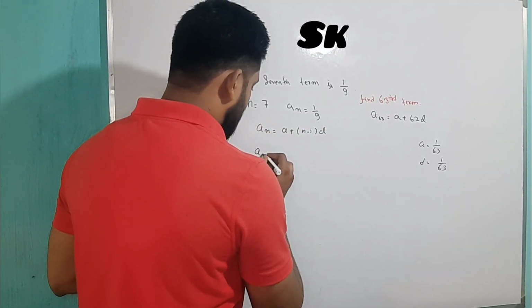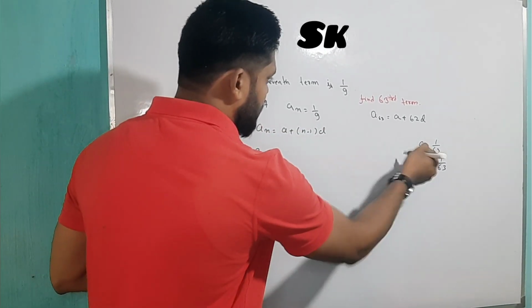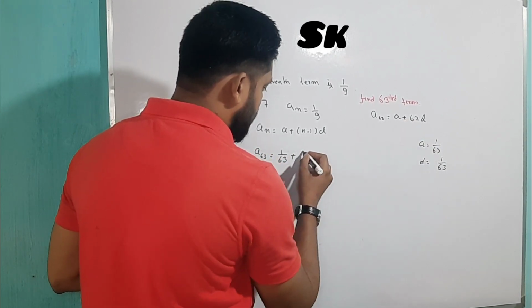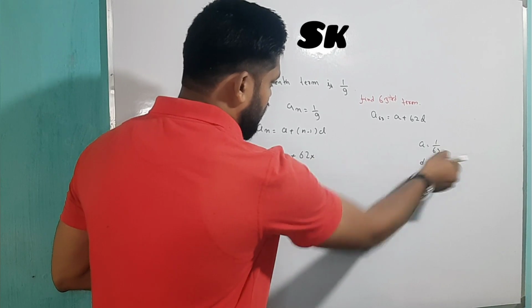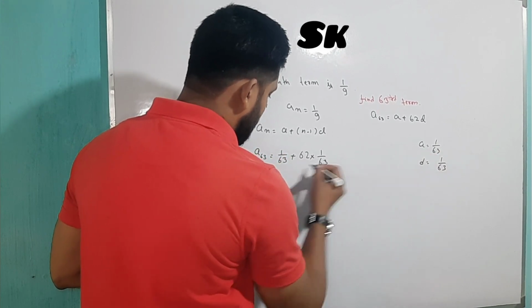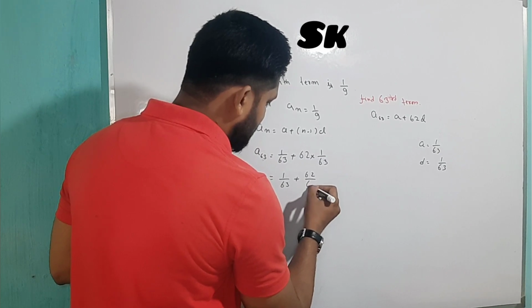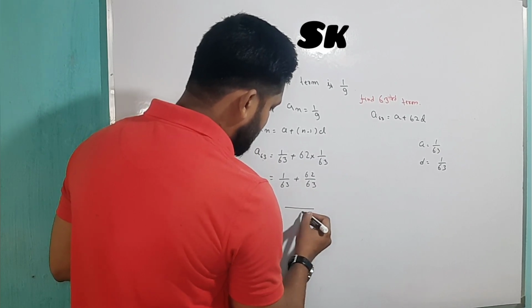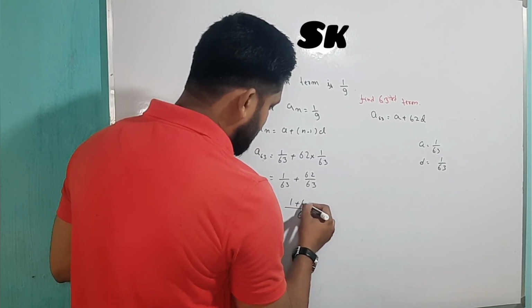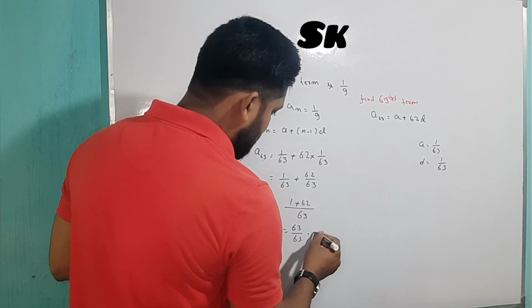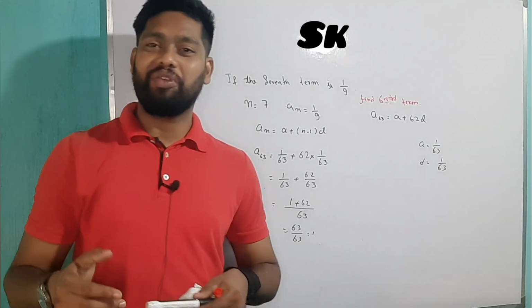So A of 63, where A's value is 1 by 63 plus n minus 1 is 62 already, into D, and D value is 1 by 63. So your answer will be 1 by 63 plus 62 by 63. LCM is 63. So 1 plus 62, so your answer is 63 by 63. Answer is 1. See, so simple it is.